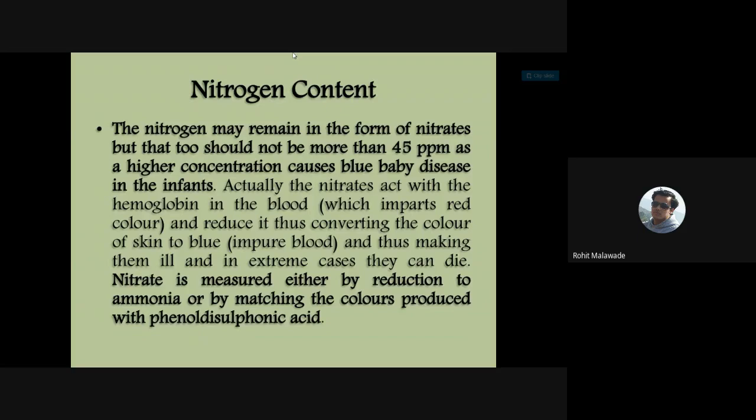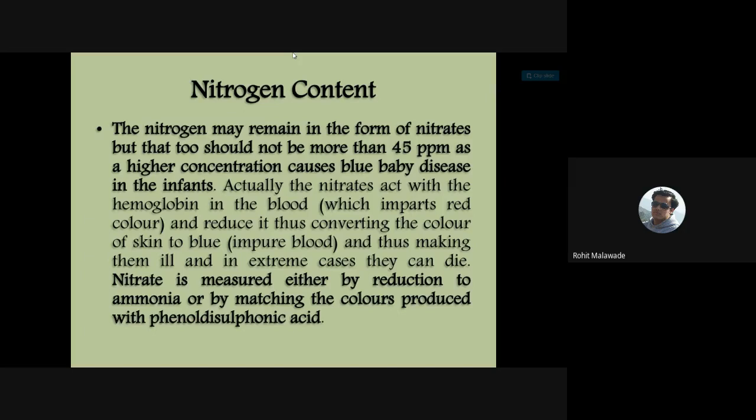If a person drinks water with more than 45 mg per liter of nitrate, the nitrate will enter his body and mix with his blood, and the skin color will turn blue. If this continues and the limit is exceeded, the person may even die. Nitrate is measured either by reduction to ammonia or by matching the colors produced by phenol disulfonic acid.